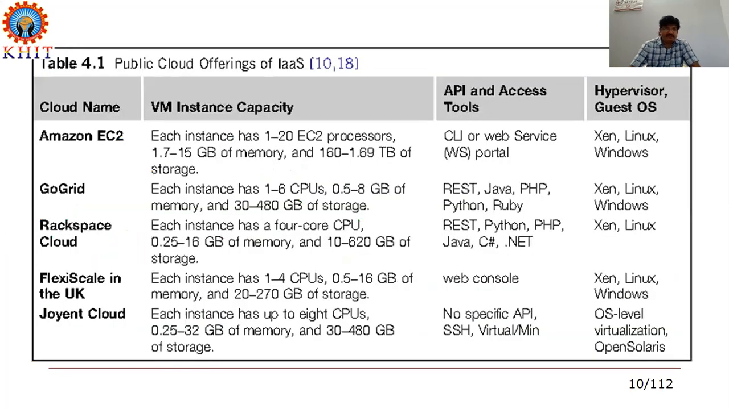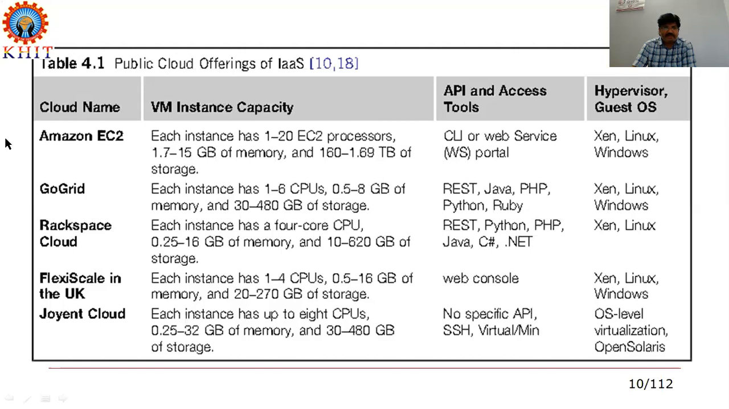We consider the public cloud infrastructure as a service. Some well-familiar cloud names listed here: Amazon EC2 (Elastic Compute Cloud), GoGrid Cloud, Rackspace Cloud. These clouds are the best examples of public cloud providing infrastructure as a service to the end users.